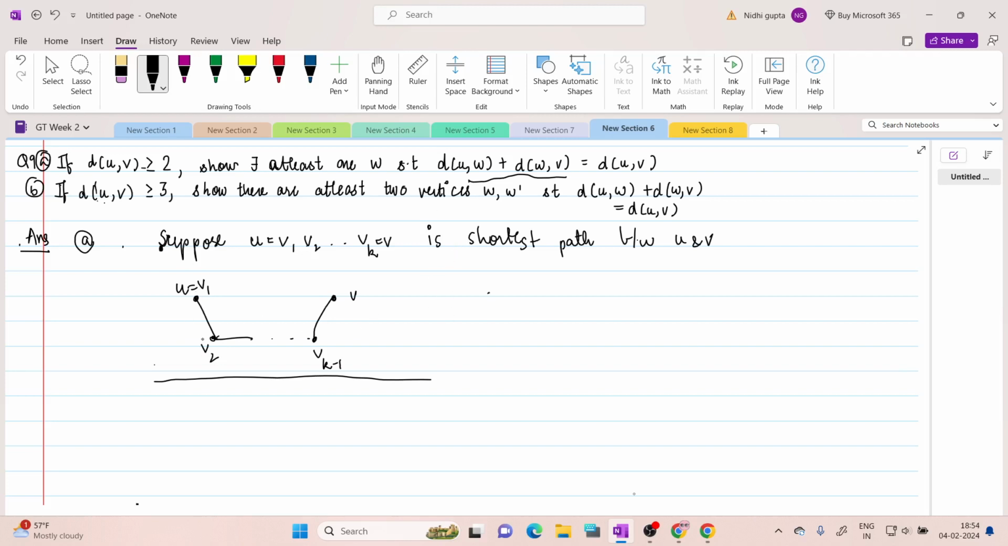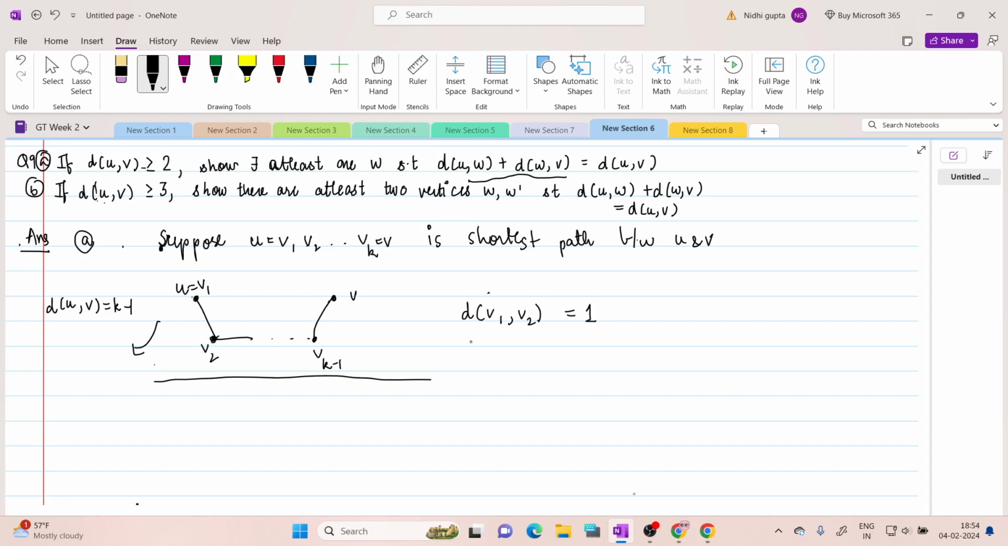Let's look at the first vertex only. So what is d(v1, v2)? One. Suppose these are the k vertices, v1 to vk. This is a shortest path between u and v. I am assuming that d(u,v) is equal to k minus 1. So this is a path of length k minus 1.